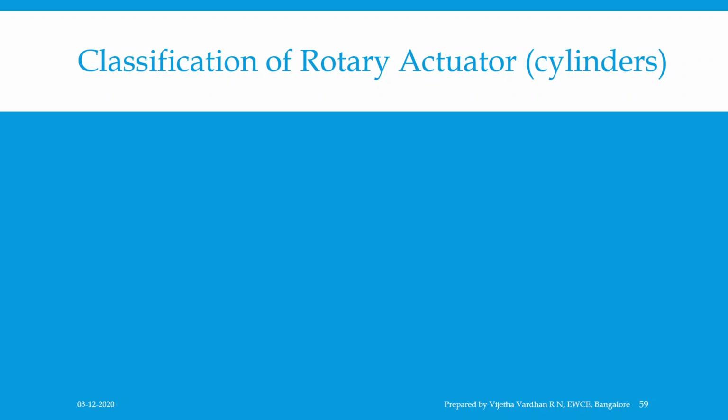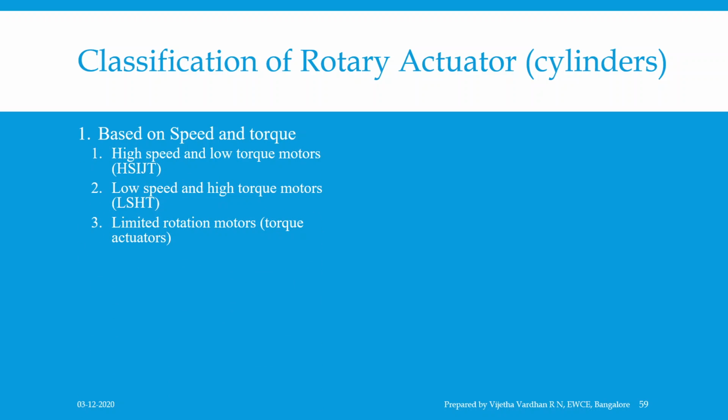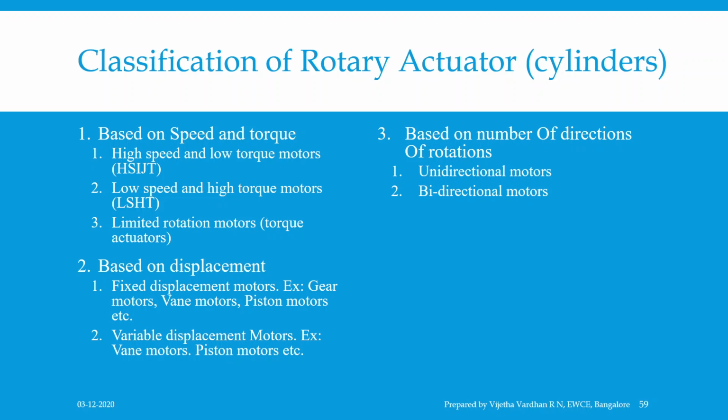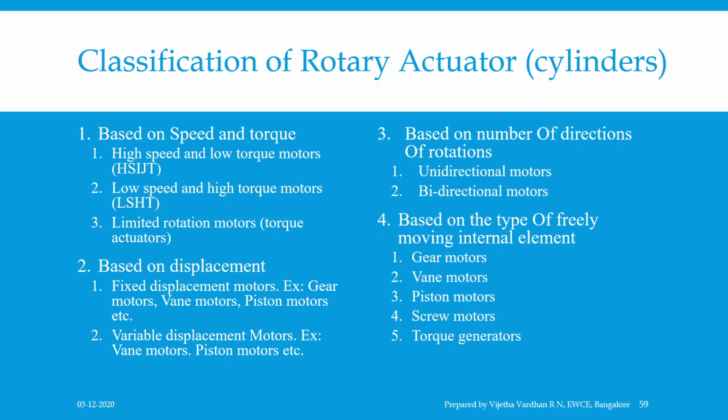Next, the classification of hydraulic motors is based on the speed and the torque. We can call them high speed and low torque motors, low speed and high torque motors, and limited rotation motors. Based on displacement, they could be called fixed displacement as well as variable displacement. Based on the number of directions of rotation, they could be unidirectional or bidirectional. Based on the type of freely moving internal element, they could be called gear, vane, piston, screw, and torque generators, etc. Now let us discuss the first concept called gear motors.